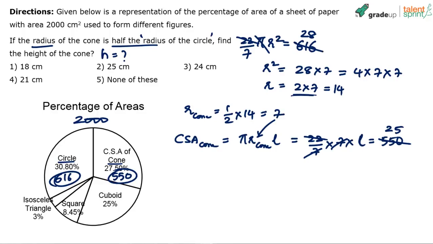Slant length. Now understand the slant length L. Again, don't write all these words in the exam, right? Don't waste your time. Slant length L for a cone is equal to root over R square plus H square.